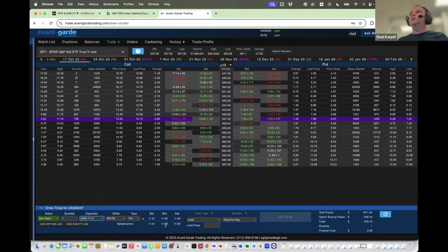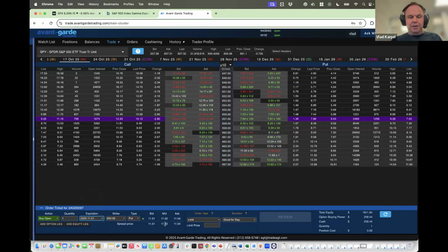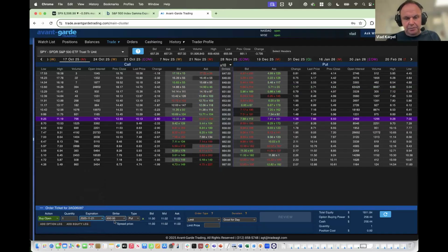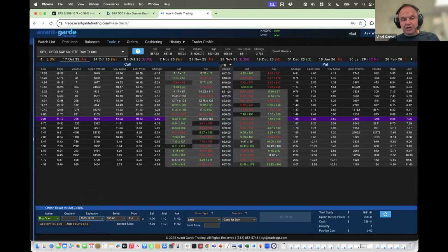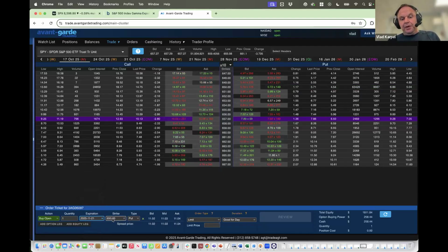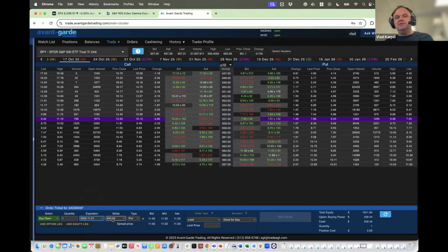The longer I want, the higher the premium that I have to pay. And that basically gives me 100 shares of S&P. If it drops below, in this example, the 650 put for November, it's $11. So my break-even point is right below 640.